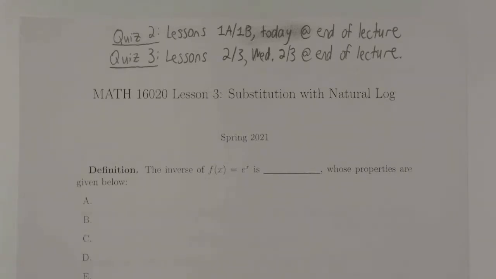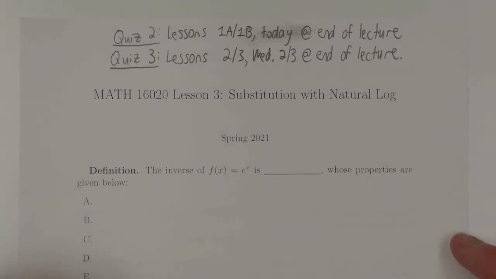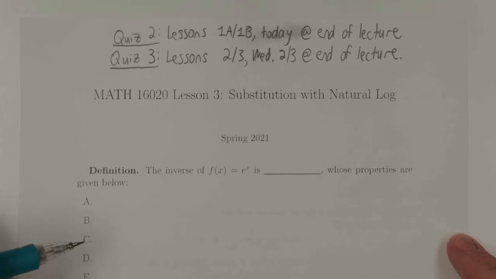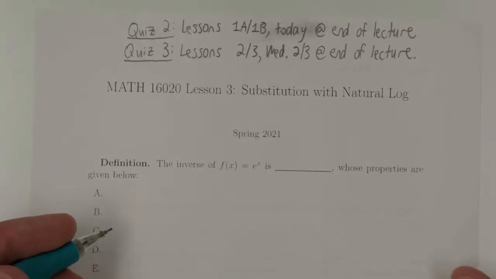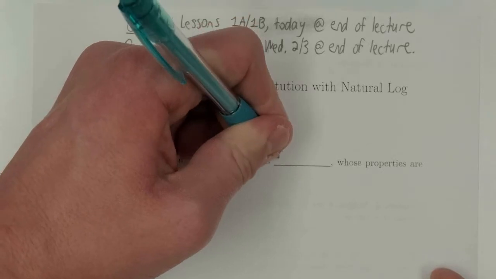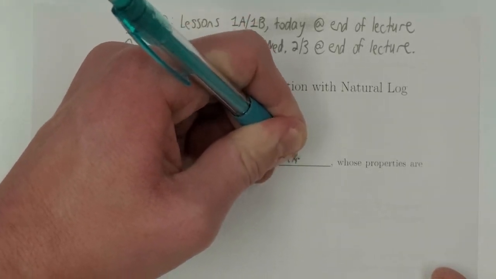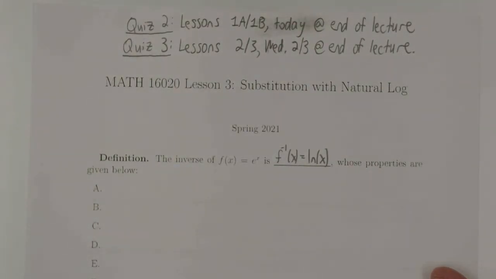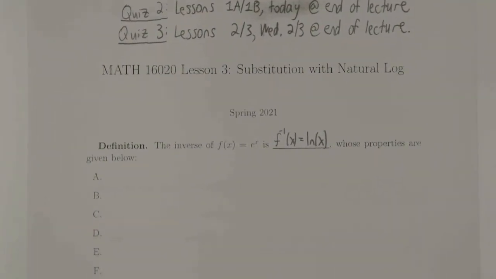So let's go ahead and look at lesson 3 real quick. So basically this is lesson 3, substitution with a natural log. So nothing much new today, except we're just doing more substitution with a slightly different integral. Okay. So let's start with some definitions. So the inverse of the exponential e to the x is f inverse of x equals natural log of x. Okay. So you guys probably already knew that, but just a quick little review on that.